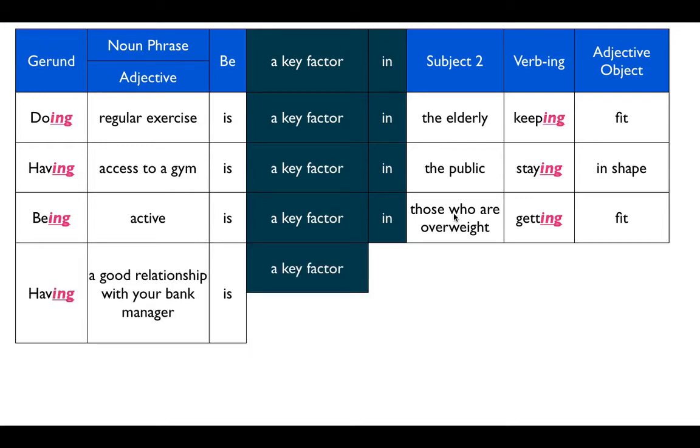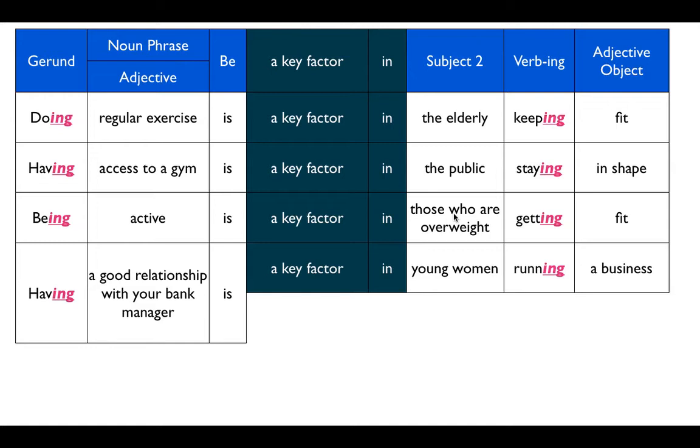Then, having a good relationship with your bank manager is a key factor in young women running a business. So if you're giving a presentation, maybe you're doing gender studies, or maybe you're a business mentor, and you want to specify that you're talking about a specific group. You want to narrow the focus down to a specific group. They could go in here. But again, as we see, the verb form and that rule stays the same.